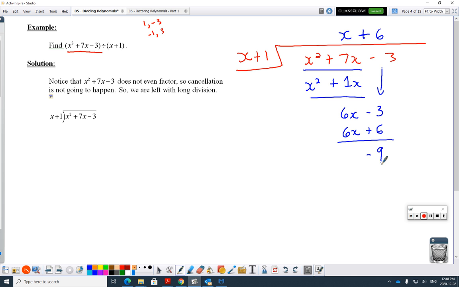Two ways to write the answer here. I don't care which way you write the answer. The only reason I'm doing both is to get you ready for weird questions, okay? One way to write the answer is to write it as a division question. Therefore, x squared plus 7x minus 3 divided by x plus 1 is, that's what the question asked. It says, what's x squared plus 7x minus 3 divided by x plus 1? And the answer is, I want the actual equals, what answer did I get? It's equal to x plus 6.